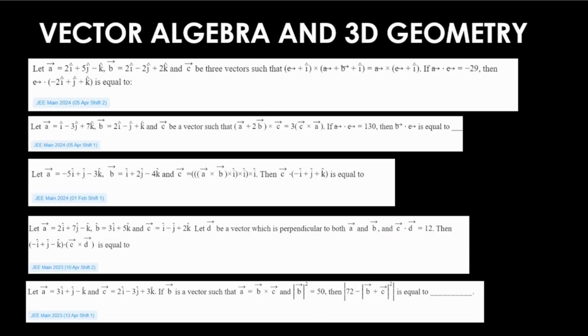So moving on to the next chapter, that is vector algebra and 3D geometry. Talking about vector algebra, the major concepts in this chapter are dot product and cross product. Very important. All you have is dot product and cross product majorly, and some other certain concepts are also there, but these are the most important ones. And here they've given vector A, vector B, and vector C also, and we are given a certain condition over here. Then they have asked a vector C dot product question. This was asked on 5th of April 2024.